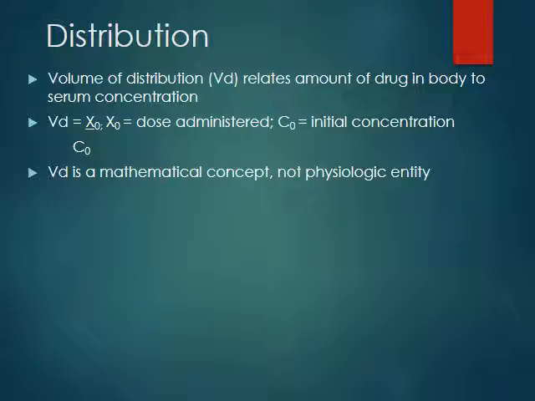As we discussed before, volume of distribution is more of a mathematical concept, relating the amount of drug in the body to the serum concentration. Again, volume of distribution equals our dose over C0, which is our initial concentration. And we'll see how this differs between pediatric and adult patients.